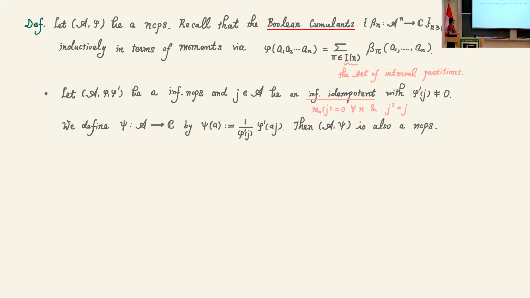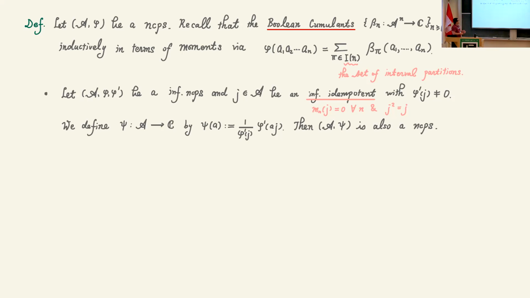So now let's further introduce another definition. When you're given an infinitesimal non-commutative probability space, we consider something J, and we give it a name: infinitesimal idempotent. You can imagine idempotent means J squared equals J, and since it's an infinitesimal operator, it means all the moments. Now if we further assume phi of J is non-zero, then we can well define this state, psi A, in this way. And it's very easy to see this comes with another new state psi. It's another non-commutative probability space.